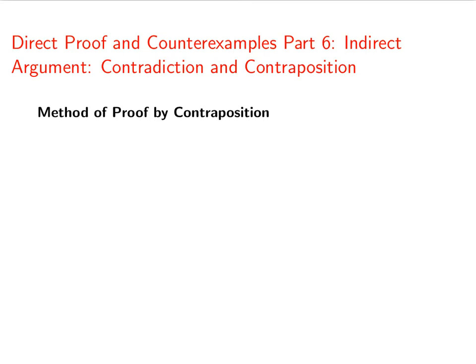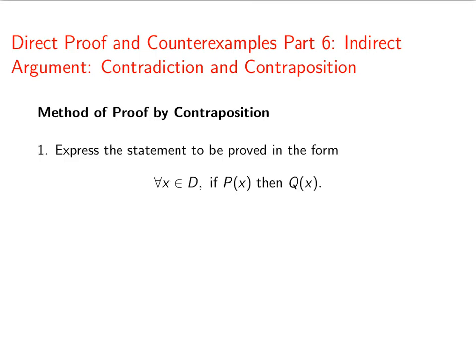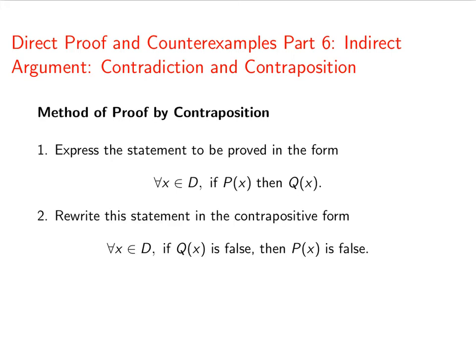Let's outline the method of proof by contraposition. All right, first thing we do is express the statement that we want to prove in this form. For all x in D, if p of x, then q of x. So really, we need to have a conditional statement. All right, second thing we're going to do is rewrite this statement in the contrapositive form. For all x in D, if q of x is false, then p of x is false. Now, very often you can do these two steps in your head. You don't necessarily have to write these things down. Sometimes it helps for clarity to just write down what these statements are.